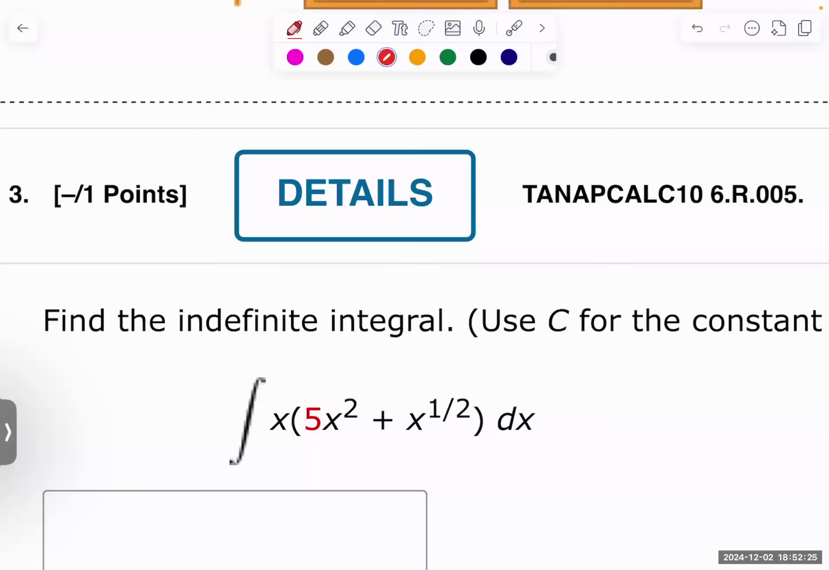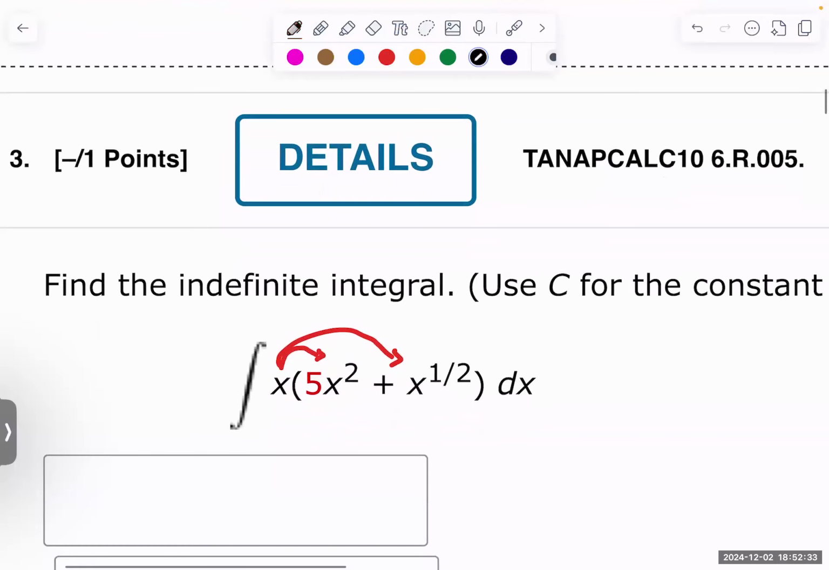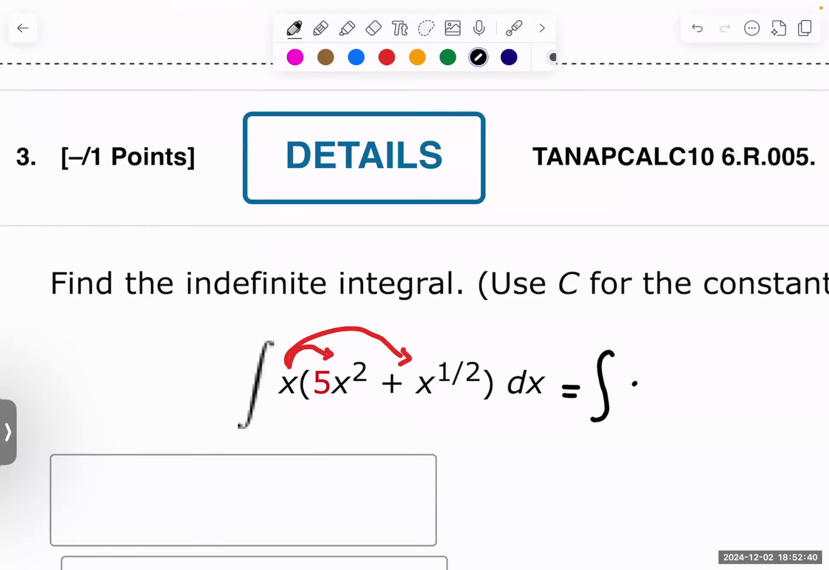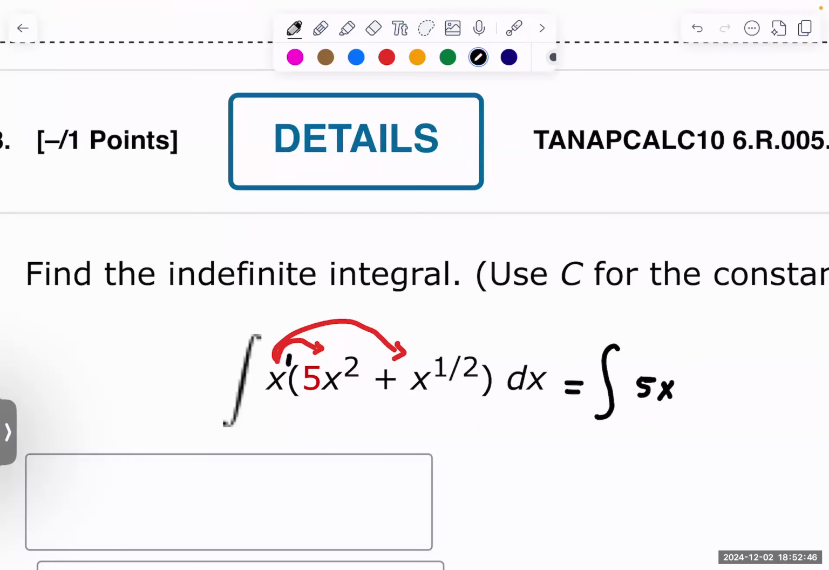Step 1 to do this problem is distributing x. So distribute the x. That's integral of 5x squared times x. Is 5x to what power? This is power of 1. You add the powers, it's x cubed. Plus x to power 1 times x to power 1/2 is x to power 3 over 2 dx.